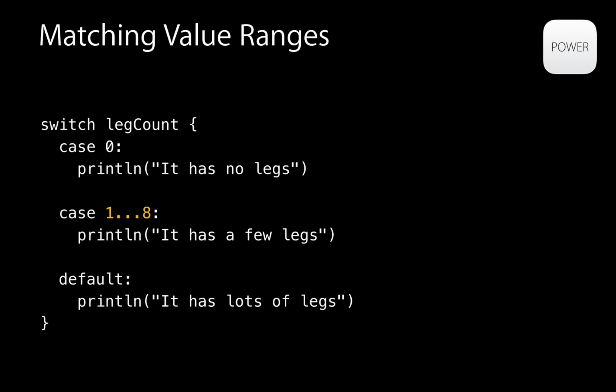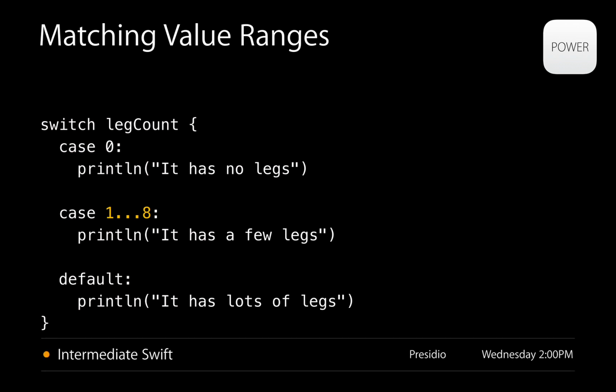And this is this closed range operator that Dave showed you earlier. It includes both the 1 and the 8, 3 dots. So that has a few legs, otherwise lots of legs. So that's an introduction to our pattern matching. There's a whole load more awesomeness that you can find out about by watching the intermediate Swift talk.